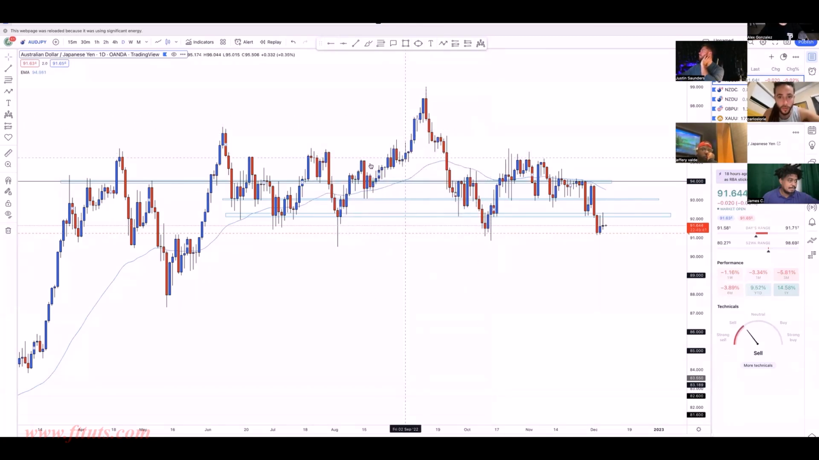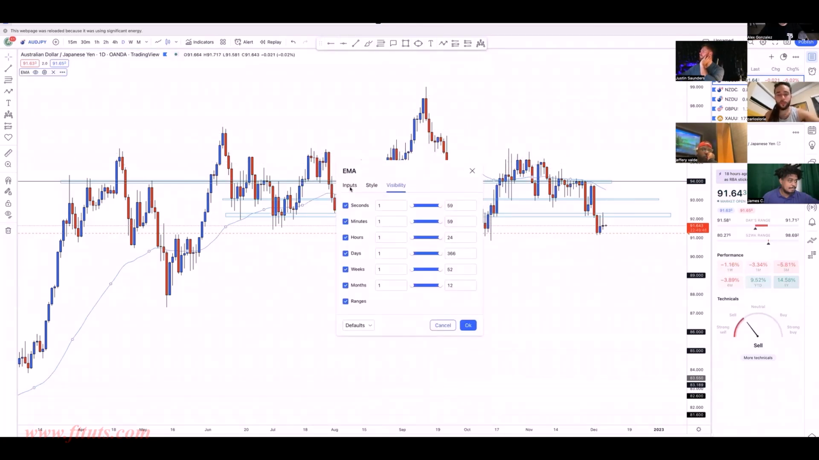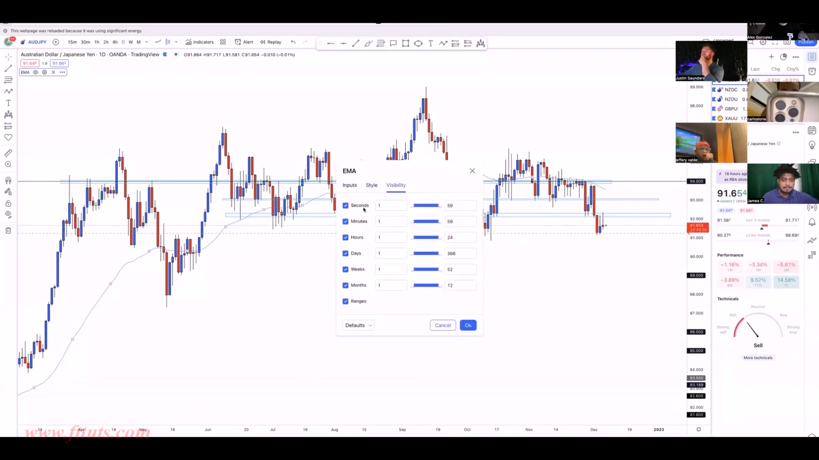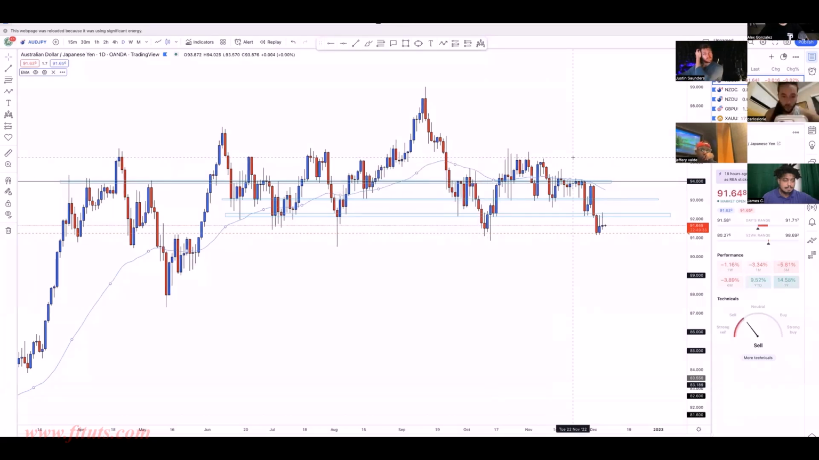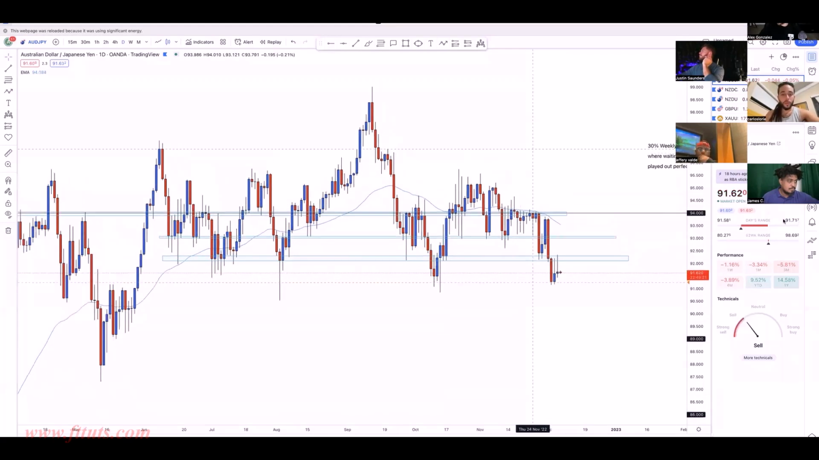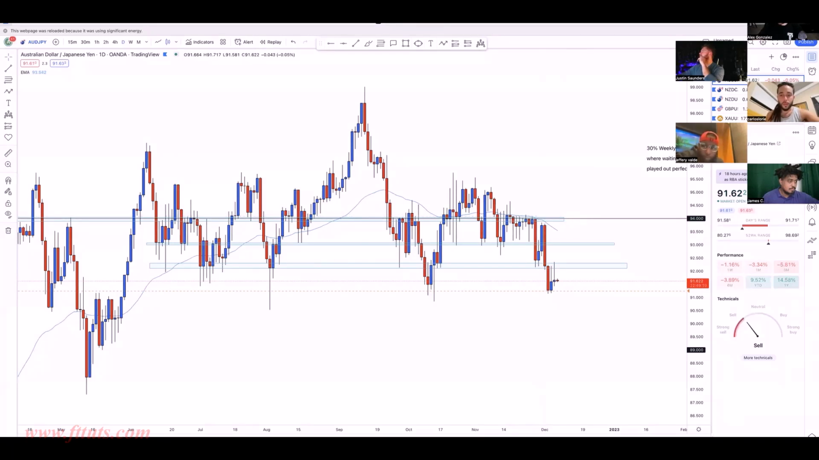White background, candlesticks, and then the EMA. I personally have the 50 EMA. The source is close, offset is 0. Style is like this, visibility on all time frames. Honestly, I don't really need the EMA. It's simply added confidence on my charts. I really don't use it for anything else. So that's that. Is everything clear? Type 1 if yes, type 2 if you need me to go over something else.